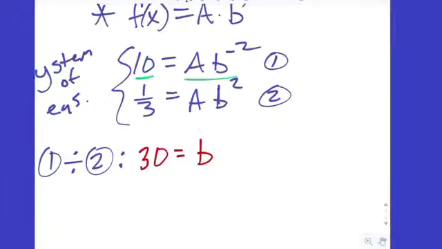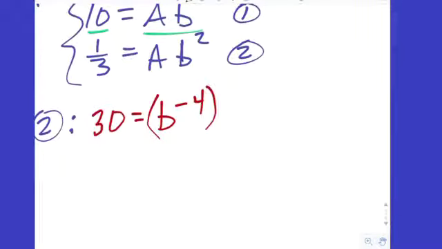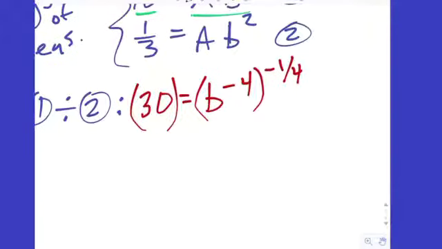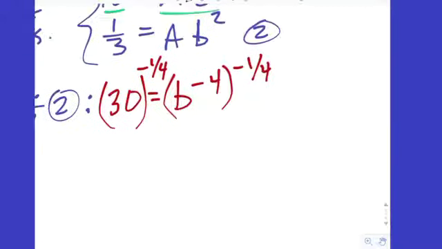Now that you're dividing, what do you do with the exponents if the bases are the same? Subtract, right? So negative 2 minus 2 is negative 4. And now all we have to do to solve for b is to raise both sides to the what power? Negative 1/4 power to both sides. Now, 1/4, that's an even root. So we're going to get b to the negative 4 times negative 1/4 is 1, and we get 30 to the negative 1/4. We need to consider plus or minus, but can we have a negative base? No, so we're not even going to write it down.